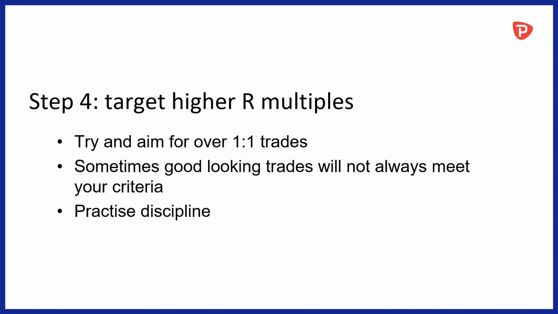So step 4, target higher multiples, something you really want to do. With scalping, a lot of people unfortunately take under 1-to-1 trades too often. Now, we don't really recommend you go too far under 1-to-1 because you need really high statistics and probability. Otherwise, it's just common sense, but you really want to try to get more than 1-to-1 trades if possible. And sometimes good looking trades will not always meet your criteria, and that's okay. So it's about practicing discipline and finding as many reasons to be in a trade as possible.